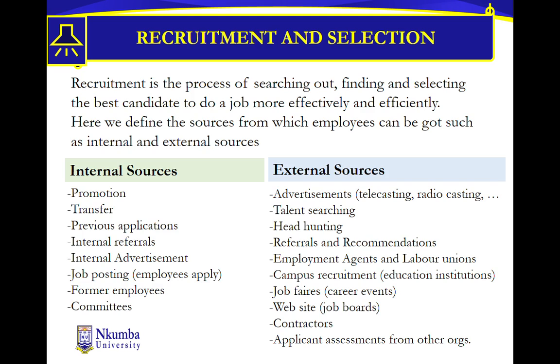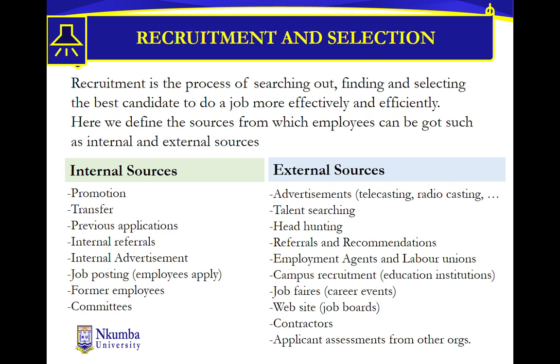The other is internal referrals. The existing staff may know some of the people who may undertake the job. However, this is biased, though it can also enable you to get employees to do that job. So they can refer you to specific persons who can do the job, and then these can be contacted to undertake the job.